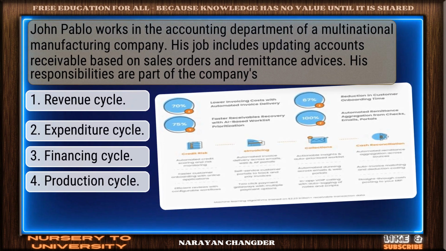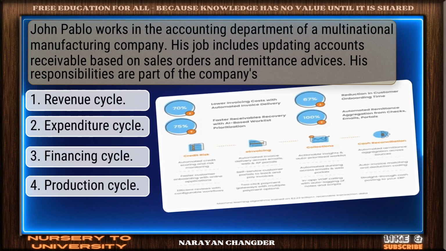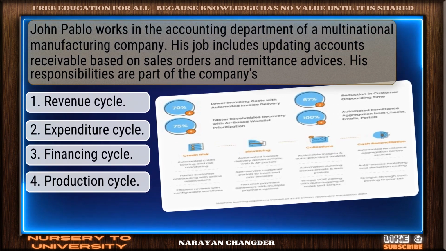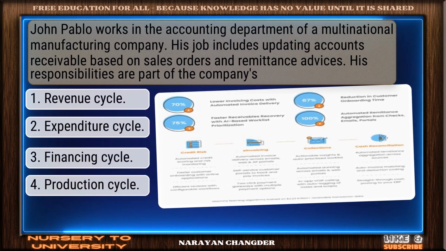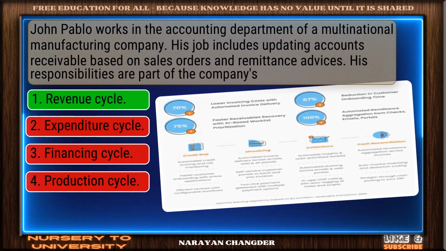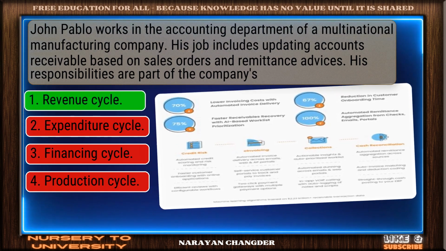John Pablo works in the accounting department of a multinational manufacturing company. His job includes updating accounts receivable based on sales orders and remittance advices. His responsibilities are part of the company's... Right again. Revenue cycle is a valid answer.